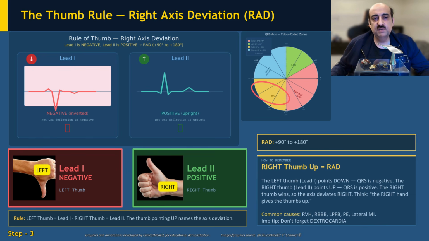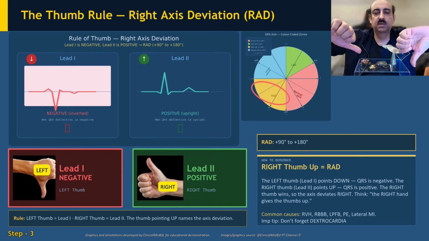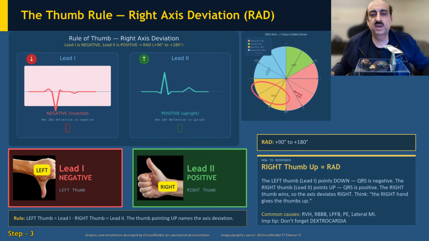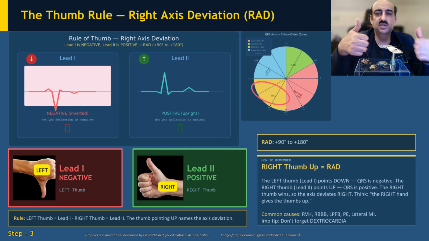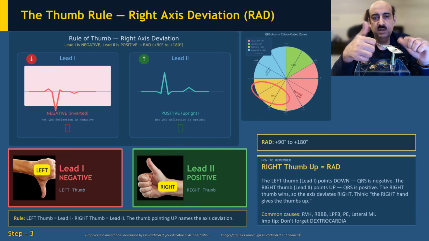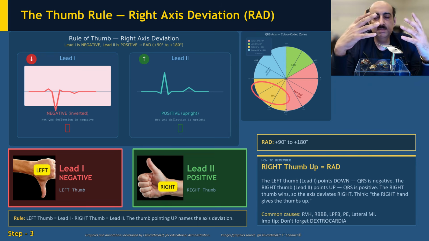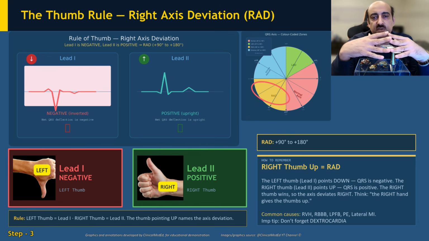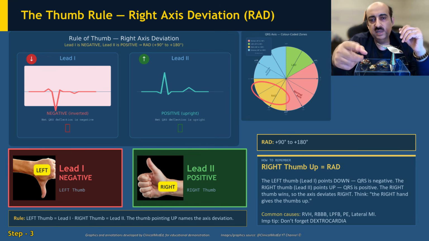Coming to right axis deviation, if lead 1, which is the left thumb, is deflected downwards, and lead 2 is upright, that shows right axis deviation because our right hand thumb is upright. This is a crude way of doing it, but a very simple and easy bedside method for medical students, internal medicine trainees or residents. If you look at the inset, the yellow part shows the right axis deviation, beyond plus 90 degrees. So minus 30 to 90 was normal, and beyond plus 90 degrees is right axis deviation.